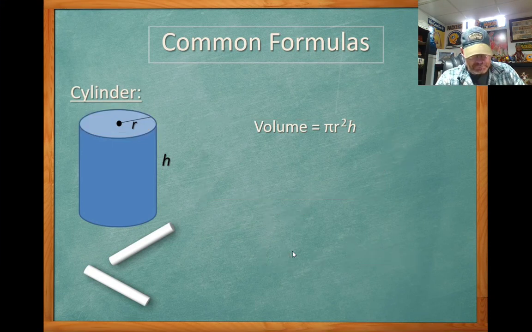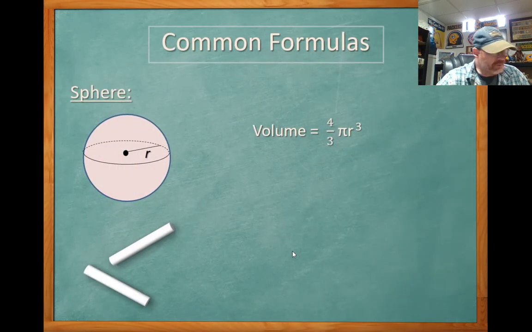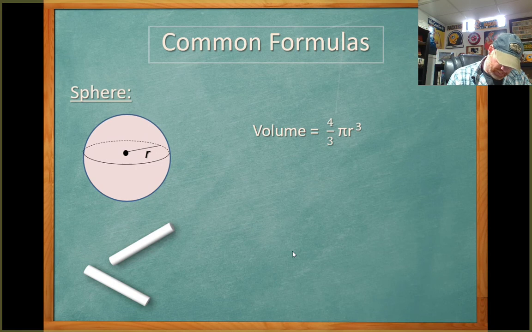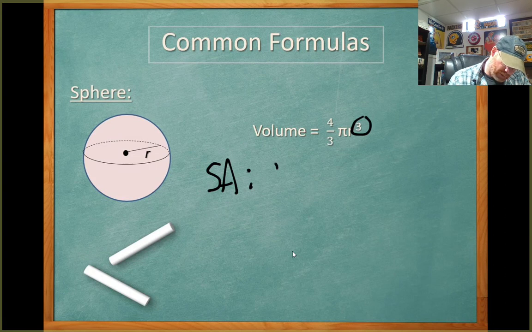And lastly, volume of a sphere. And I'll give you another formula for this one as well. 4/3 pi r cubed. Okay, that's the volume of a sphere. The surface area of a sphere, just in case you need it, is 4 pi r squared.